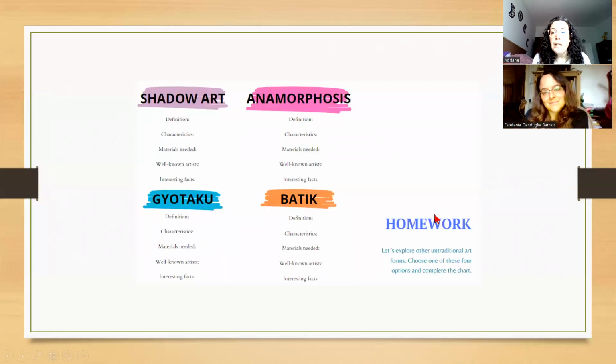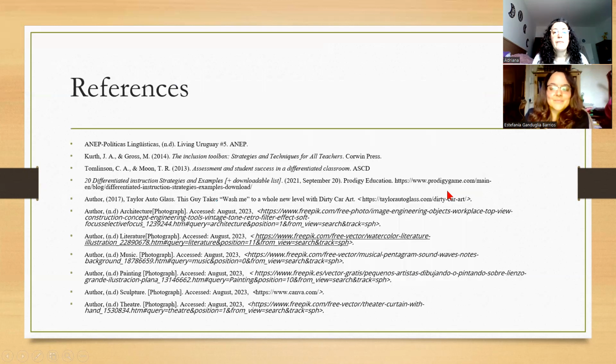And finally, this would be the last activity of the class. This is the homework. There you see the four untraditional art forms that students can choose from to learn some information and interesting facts about only one of them. Finally, these are the references, the resources we consulted to create this class.